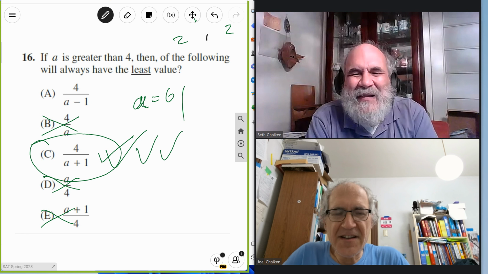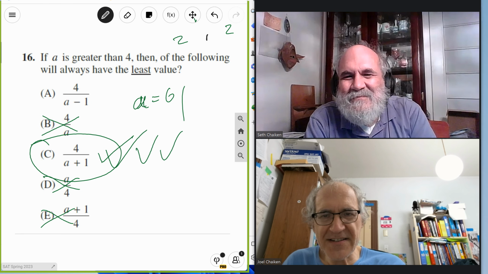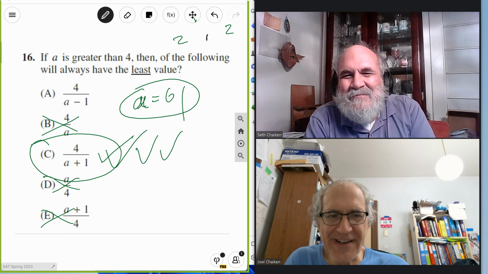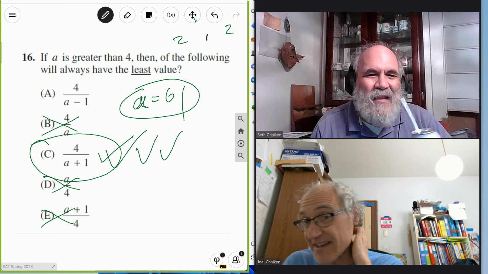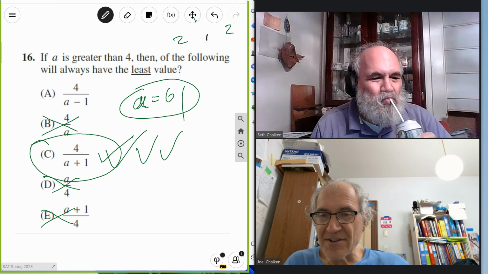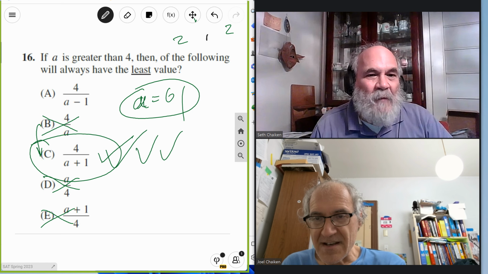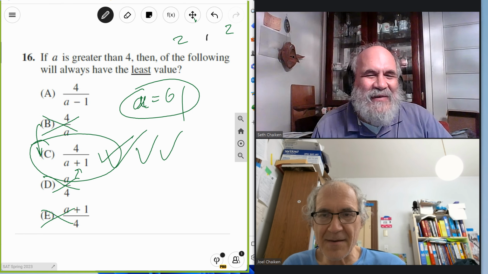So what I did is interesting. I started thinking that I would test it for A was 6, each one, B and C. But then as I was doing it, I changed my approach midstream. I realized, wait a second, I can actually do this using theory. I looked between B and C. C has to be smaller than B because the denominator is bigger.